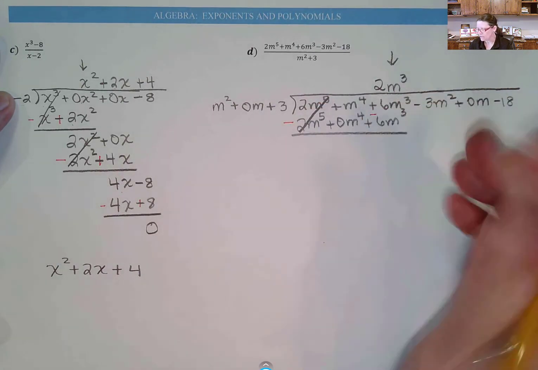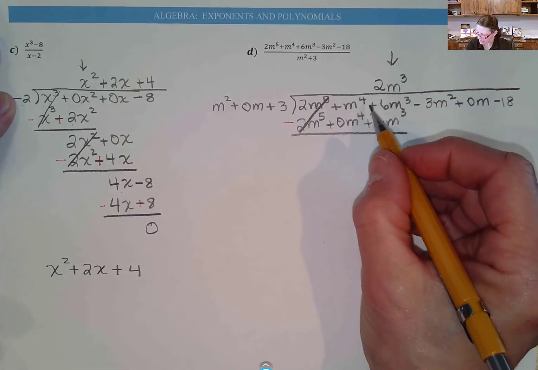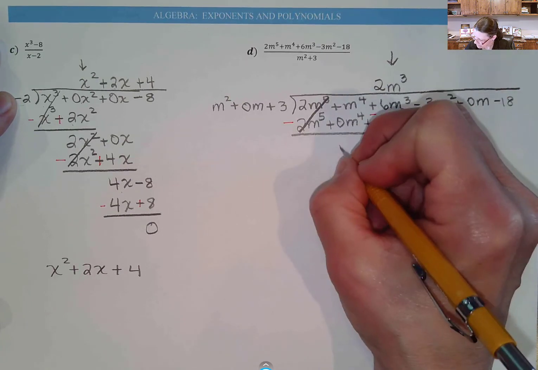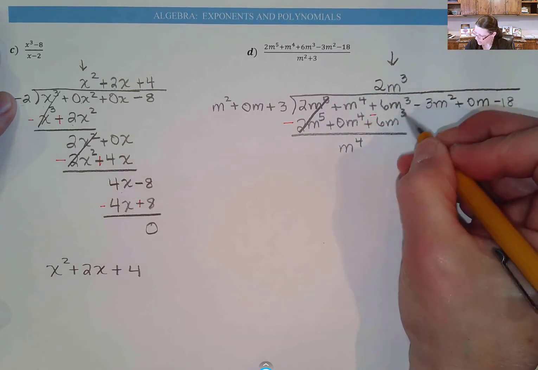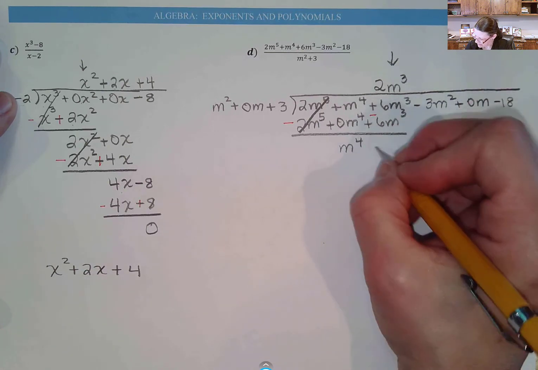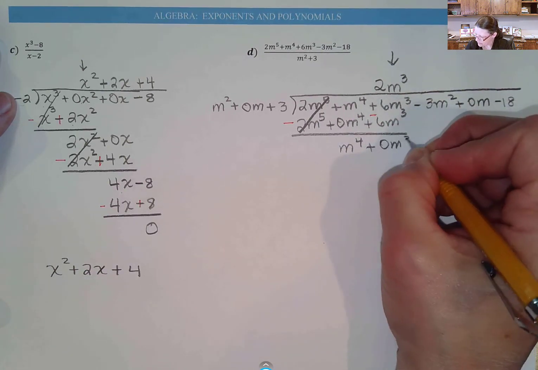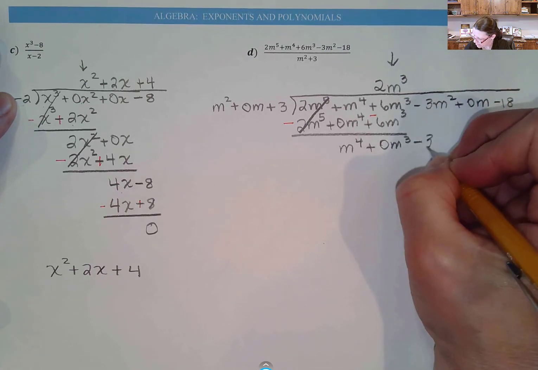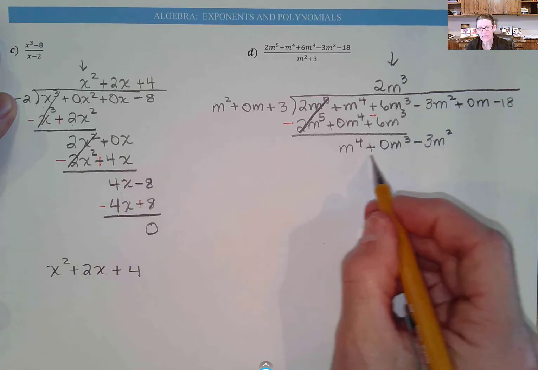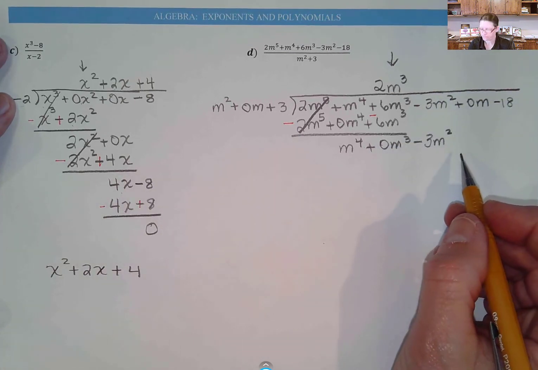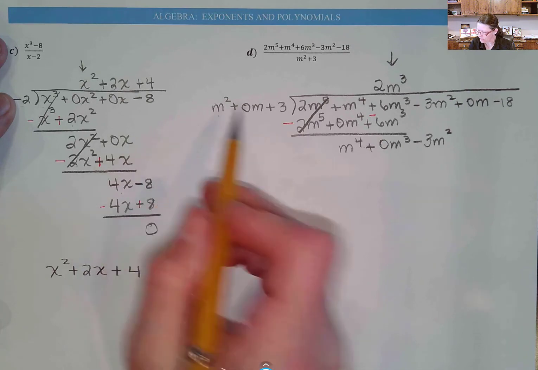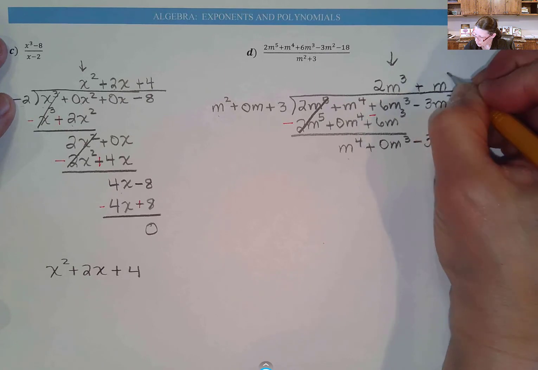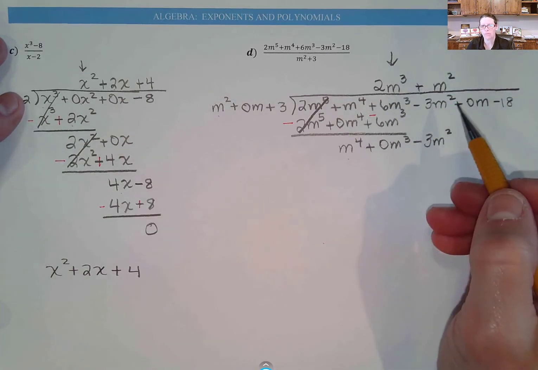Our 2m to the fifth cancels. M to the fourth plus 0m to the fourth is just m to the fourth, isn't it? 6m to the third minus itself, that's a 0m to the third. I just want to leave a placeholder there so that when we drop our next term, we can simply see all 3 terms with our eyes. Repeat process. M squared divides into m to the fourth, m squared times.